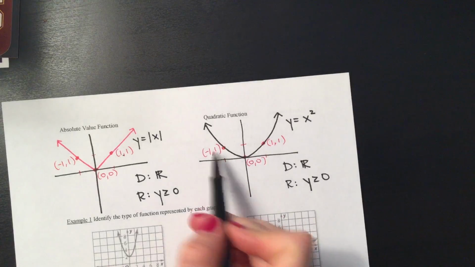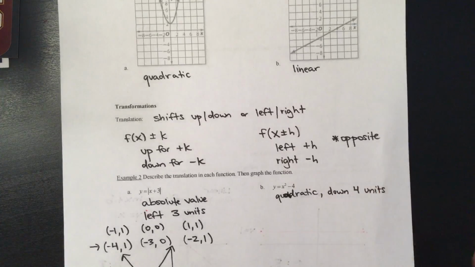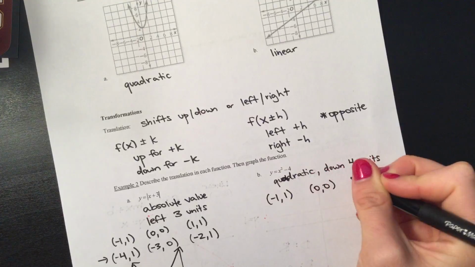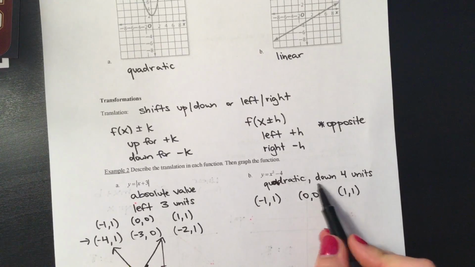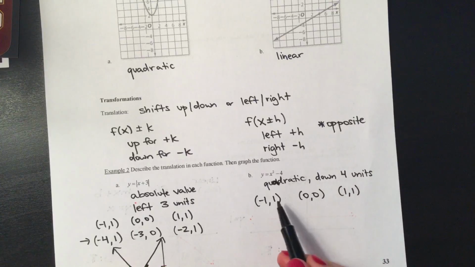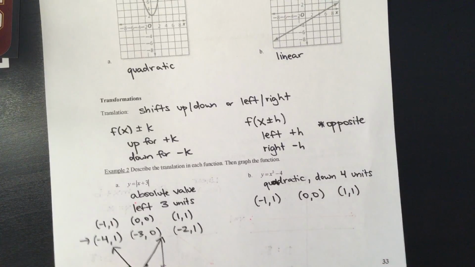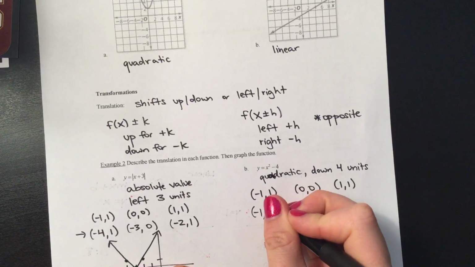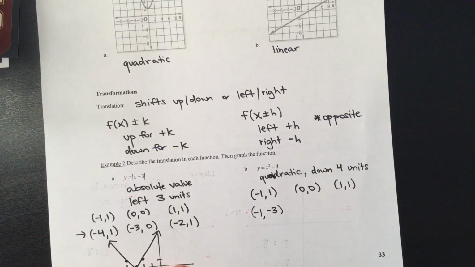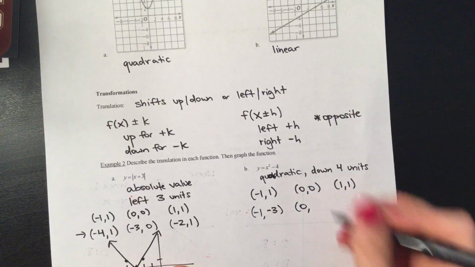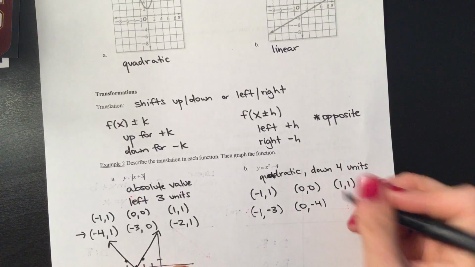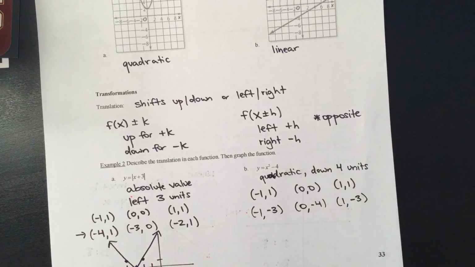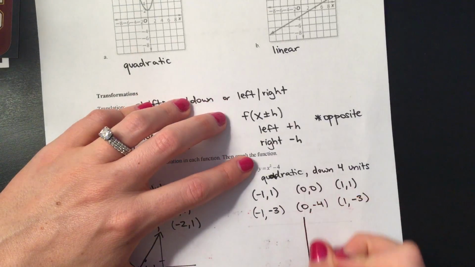Okay, so start with my original 3 points, just like that. So my original 3. And when I move down 4 units, down affects the y value. So that means I'm going to be subtracting 4 from all of my y values. So not changing the x, but I'm moving down 4 units. Not changing the x, moving down 4 units. And not changing the x, moving down 4 units. Okay, so plot those and we'll have our new graph.